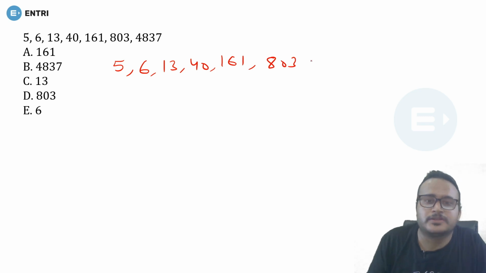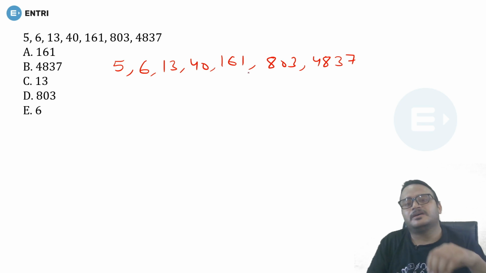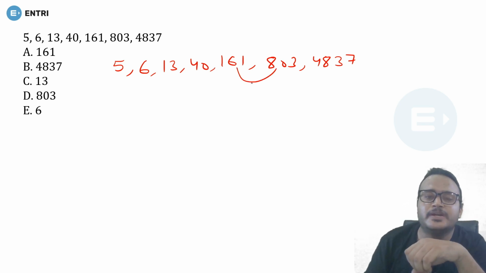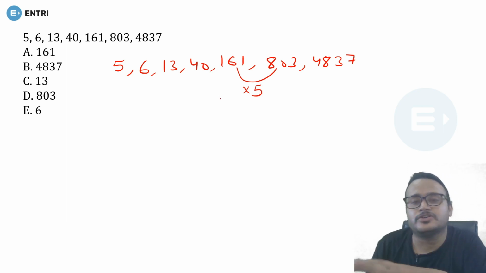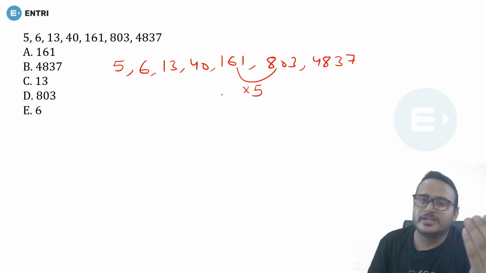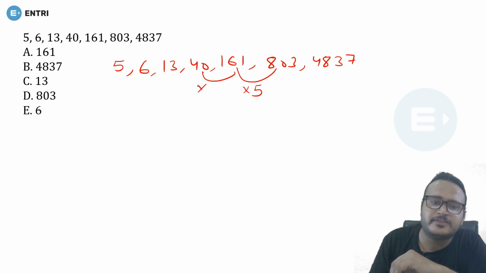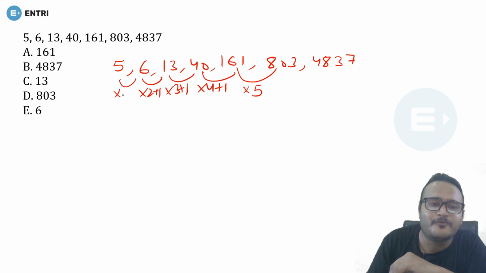Okay, I got the logic guys. How can you say I got the logic? Because this 161 is 1803, so this is a multiple of 5. So the multiplication logic is involved, because the slope of the series is increasing at a very rapid pace. This is multiply by 4 plus 1, this is multiply by 3 plus 1, this is multiply by 2 plus 1, and this is multiply by 1 plus 1.